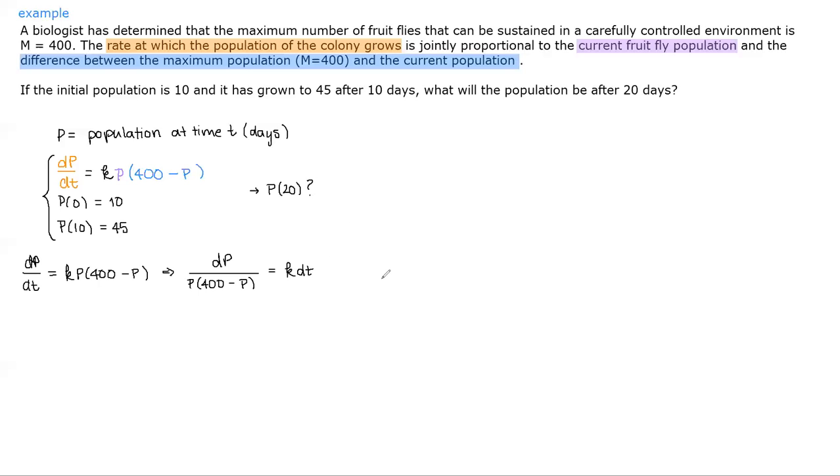Right, so I have dP over P times (400 minus P) is equal to K times dt, and then I'll be able to integrate both sides separately. So I'll have the integral, this thing over here is going to be the same as 1 over P times (400 minus P) times dP. And on the other side, I'll have the integral of K times dt.